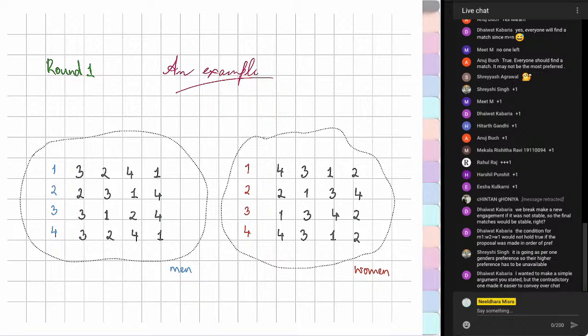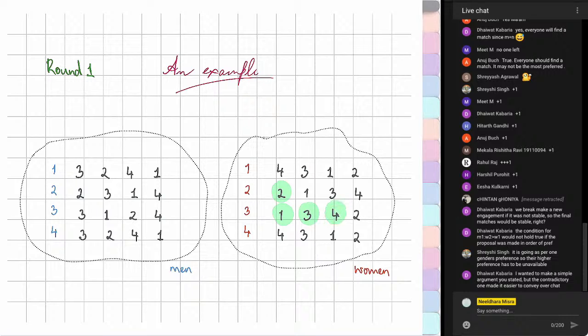So in round one, the men are going to propose. So one will propose to three. So three gets a proposal from one, and two will propose to two, and then three will propose to three. So three gets another proposal from three, and four will also propose to three. So right now, three is really spoiled for choice.